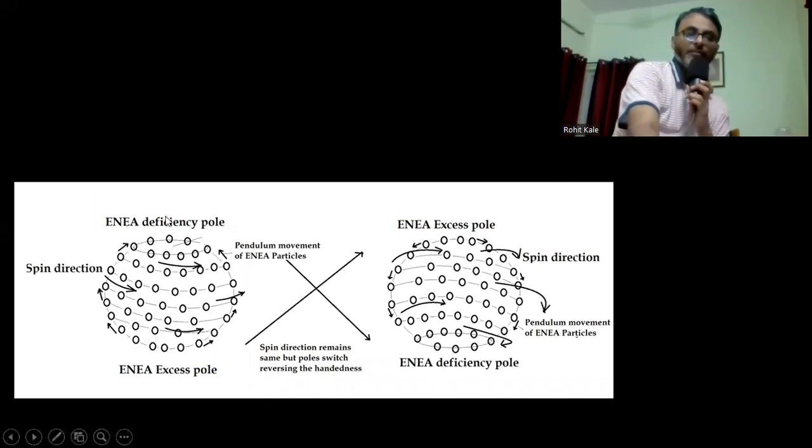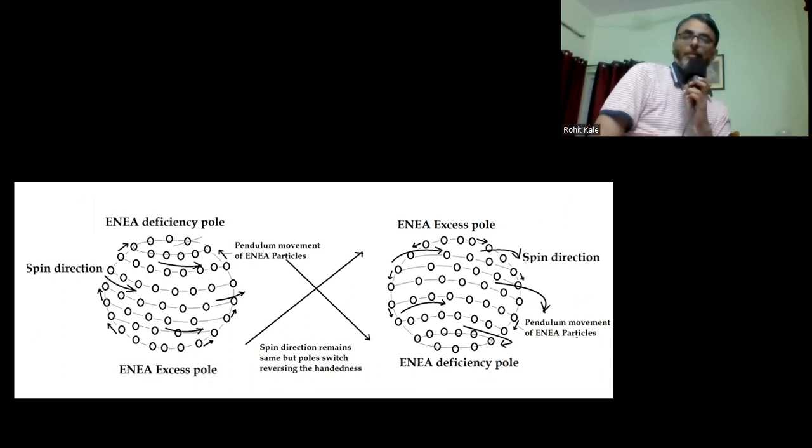So this is the ENA deficient pole of this electron, and this is the ENA excess pole of this electron. The lattice is spinning in this direction basically. So if we make a rule that the thumb has to be pointed towards the ENA deficient pole, the ENA deficient pole is here, up.